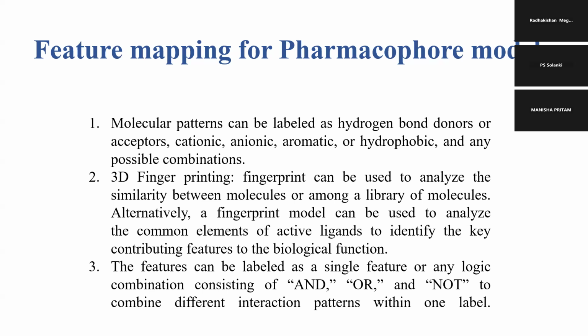The feature can be labeled as a single feature or any logical combination consisting of AND, OR, and NOT to combine different interaction patterns within one label. So just like the computer's binary language, whenever we give some command to the computer, it stores it in binary language. Similarly, whenever we are giving some features or molecular patterns, it's going to store them in AND, OR, and NOT form.